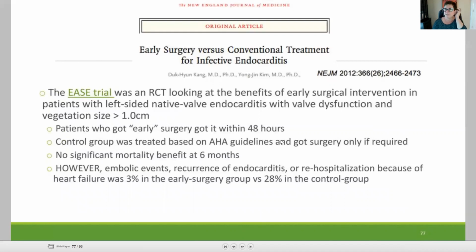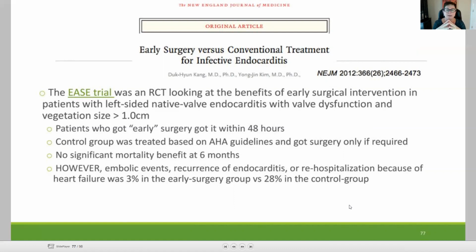So here is published in the New England Journal of Medicine, early surgery versus conventional treatment for endocarditis. And it basically showed that, and this was called the EASE trial, that looking at the benefits of early surgical intervention in patients with left-sided, this wasn't right-sided, but left-sided native valve endocarditis and had a lesion greater than 1 centimeter. Patients who got to go early were those who got within 48 hours of diagnosis. Basically, it was shown that these patients did better.